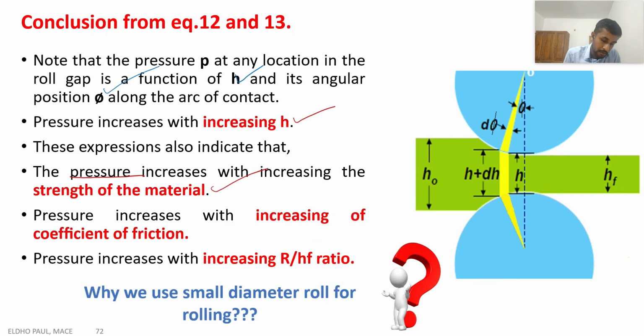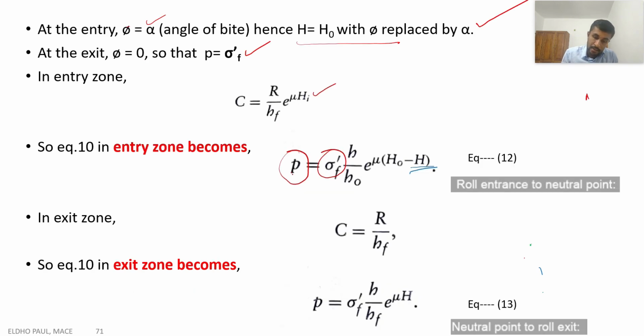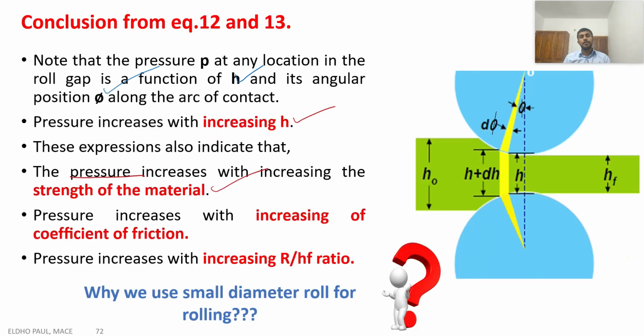Next one is that pressure increases with the increase in the coefficient of friction. Here in this equation we can see e raised to mu, where mu is the coefficient of friction. When mu increases, correspondingly the pressure requirement also will increase. That is why we use different lubrications for reducing the coefficient of friction value. Thereby we can reduce the amount of force or pressure required for the rolling operation.